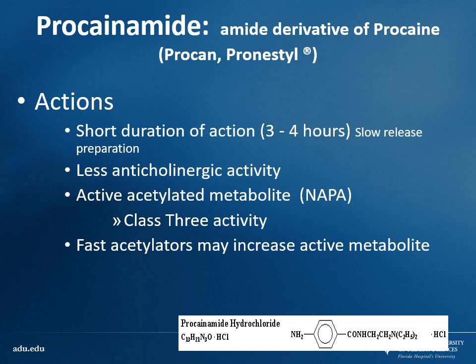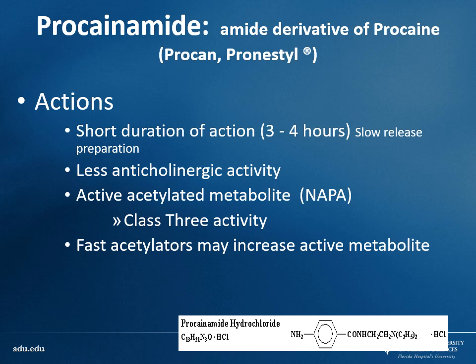Yes, the same thing happens to your procainamide. So if you have a slow acetylator, their levels of the drug are going to do what? They're going to increase, right? And that's where you can see those kind of immunologic reactions like this lupus-like rash and things like that. Fast acetylators, on the other hand, you're going to do what? You're going to clear the drug really quickly, and the drug may not be as effective, right?